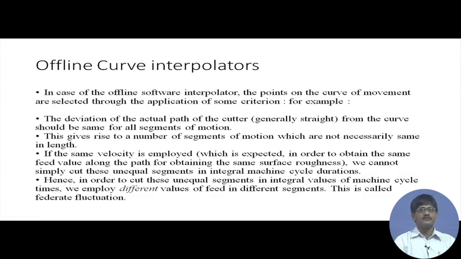In case of offline software interpolators, the points on the curve of movement are selected through application of some criteria. So, what do we mean by that? There is a particular arbitrary curve, and on that I select certain points through which I am supposed to move. For example, we might say that the deviation of the actual path of the cutter, the cutter is always moving in straight line. It approximates a curvilinear motion by breaking it up into small straight lines. Let me quickly draw and show you an example.